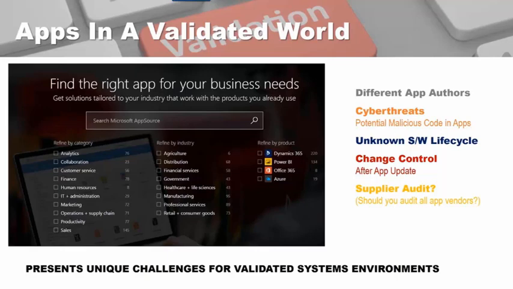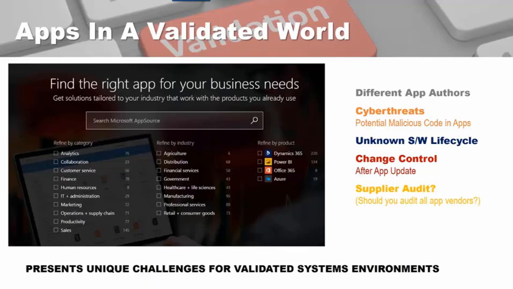Then you have unknown software development life cycles. How do these app developers actually develop the apps themselves? And how do you manage change control after an app update? And supplier audits. So the question is, should you audit all suppliers for app vendors? These present unique challenges for validated systems. And again, you can kind of start seeing why I said validation as we know it is dead.